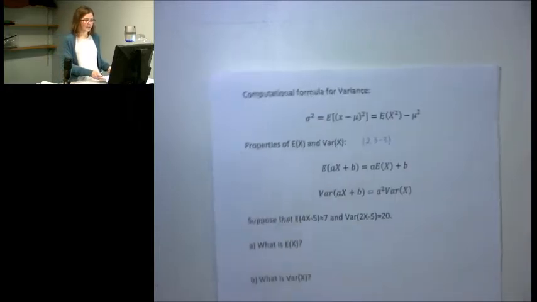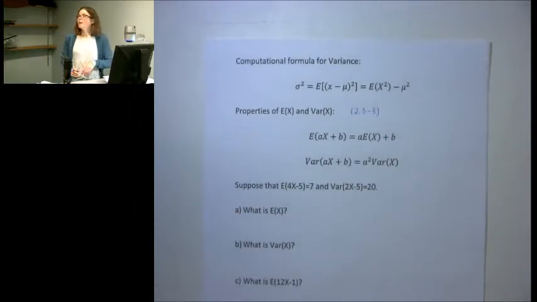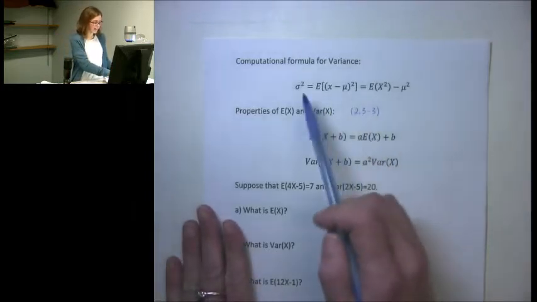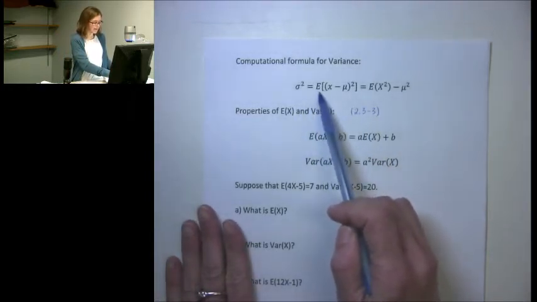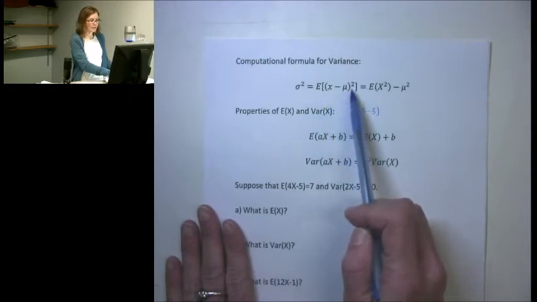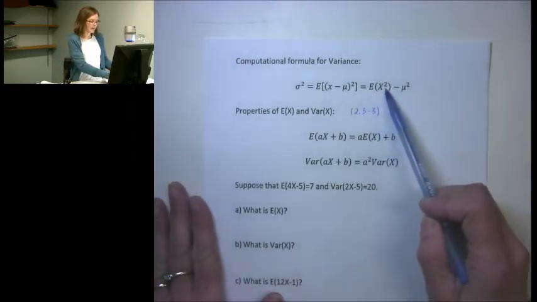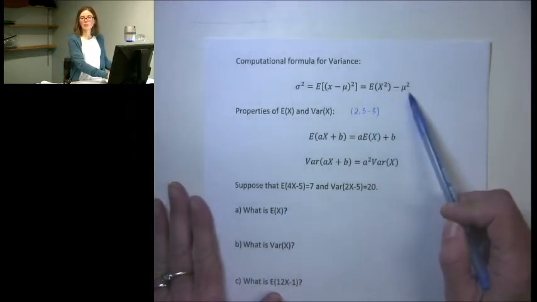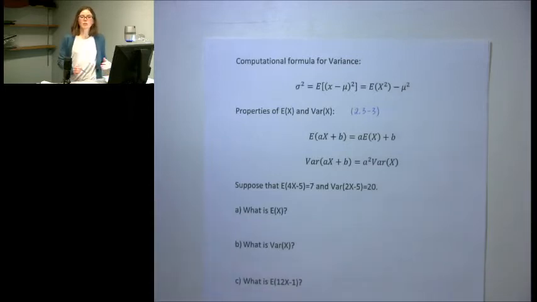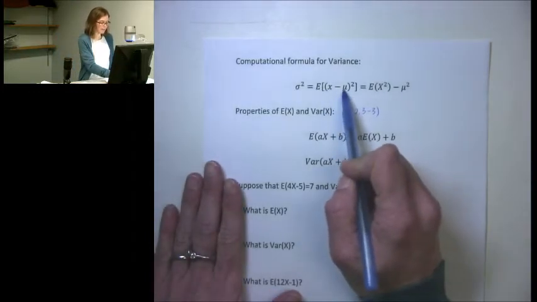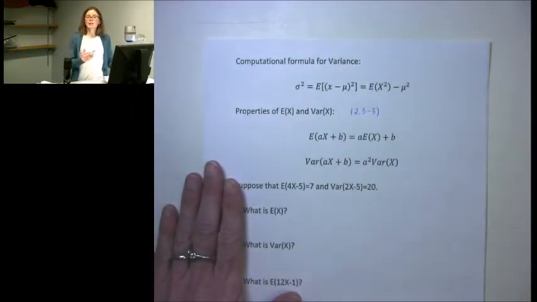So a couple things I want to draw our attention to first. One is that when we're trying to calculate variance, instead of taking the expected value of x minus the mean squared, we can equivalently find the expected value of x squared and then subtract off the mean squared to find the variance. And that's usually easier computationally than taking each x value, subtracting the mean, squaring it, and then doing the expected value that way.